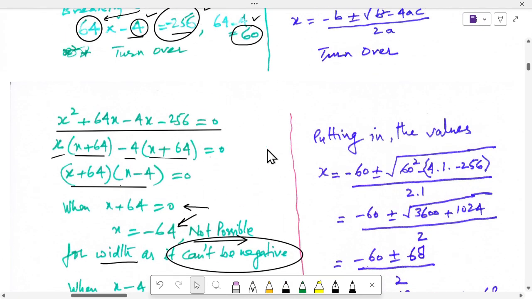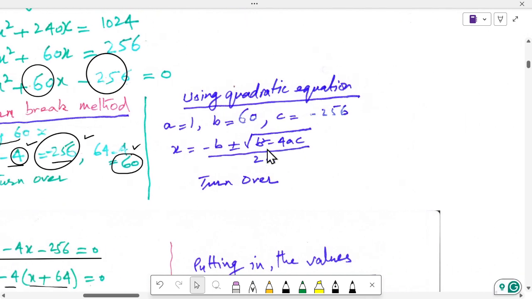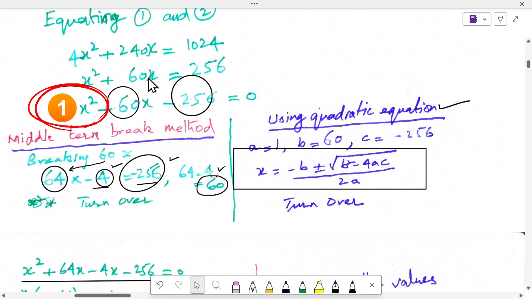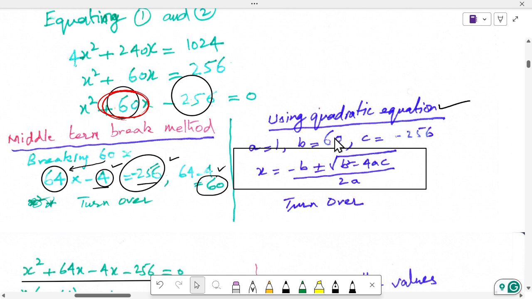The alternative method to solve this quadratic equation is using the quadratic formula, and the formula is x is equal to minus b plus minus under the root b square minus 4ac, whole divided by 2a. In our equation, the coefficient of x square is 1. That means a is equal to 1. Coefficient of x is 60. That means b is equal to 60. Both are positive. And the constant is c, which is equal to minus 256.